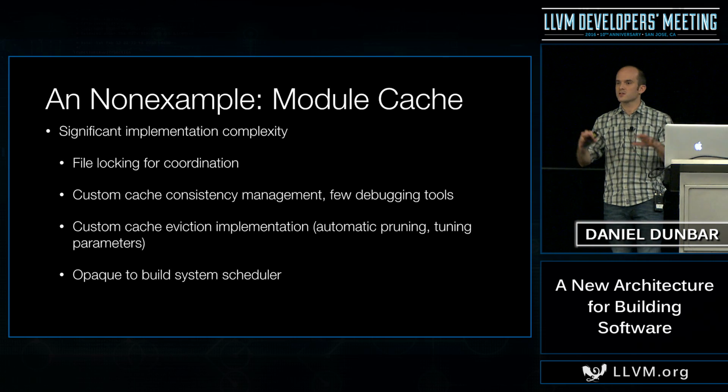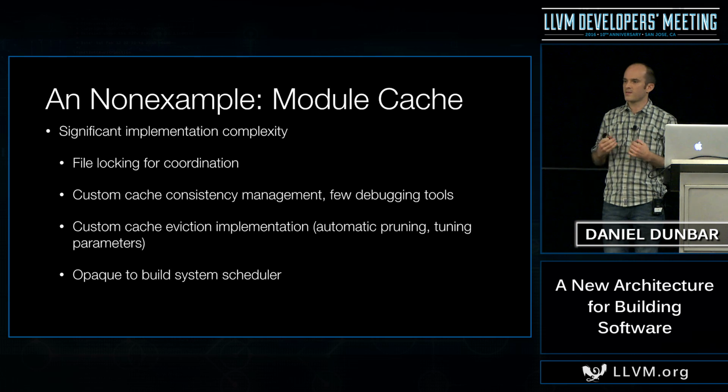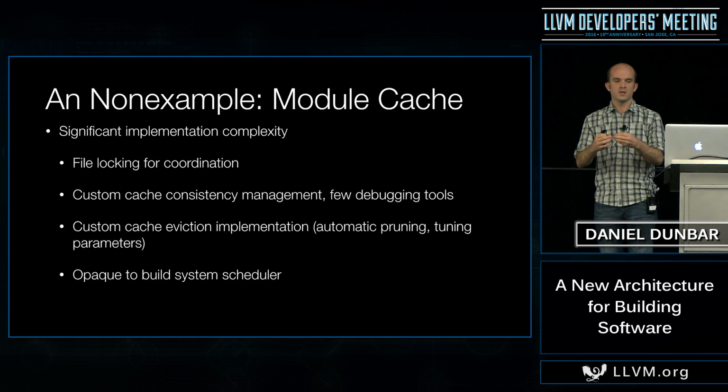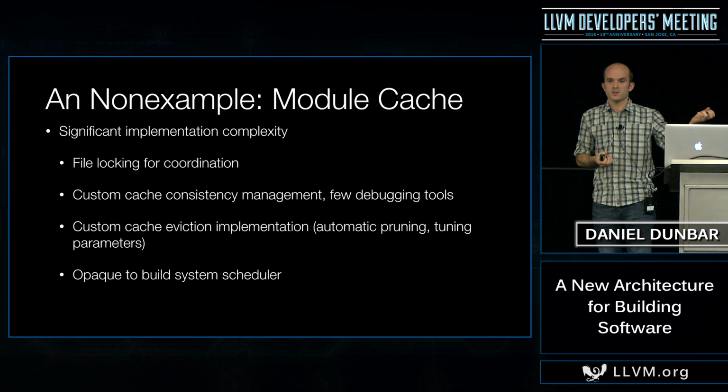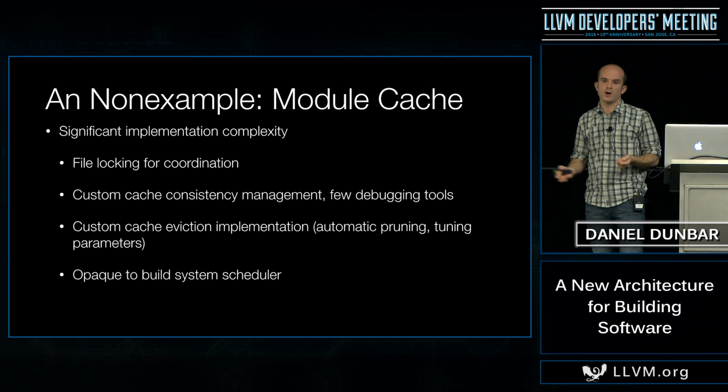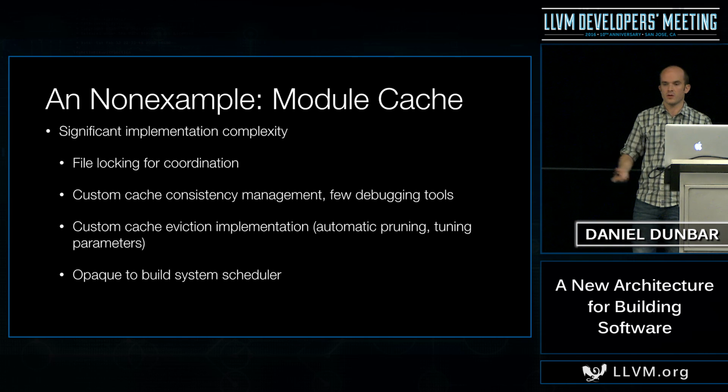And finally, it's also completely opaque to the build system scheduler. If I start up a bunch of Clang invocations and they all want the same module, then from the build system's perspective, it's going to be blocked. It's going to be waiting for all of those, but it actually could be doing more work on the cores that it has. It just doesn't know that.